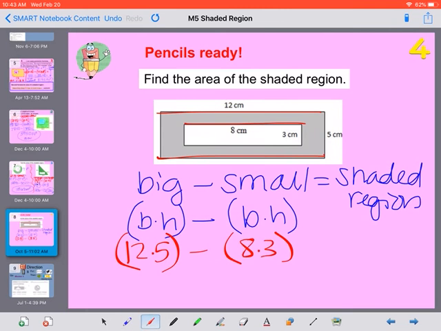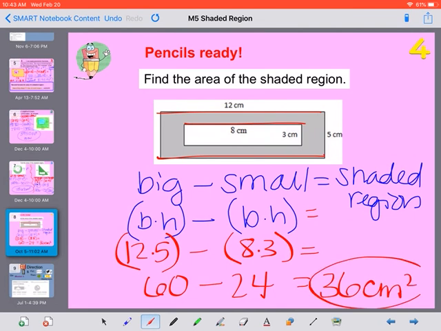So 12 times 5 gives us 60. 8 times 3 is 24. So 60 take away 24 gives us 36. And we were talking about centimeters, so there are 36 centimeters squared that are in the shaded region, this part right here.